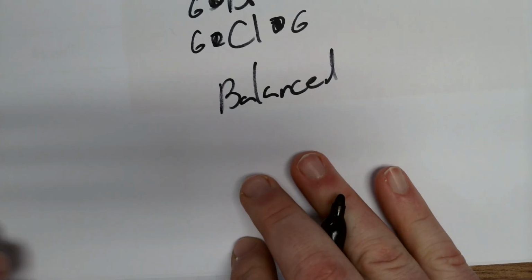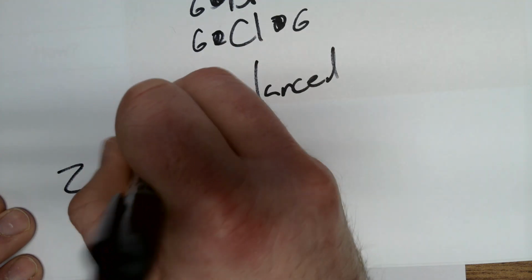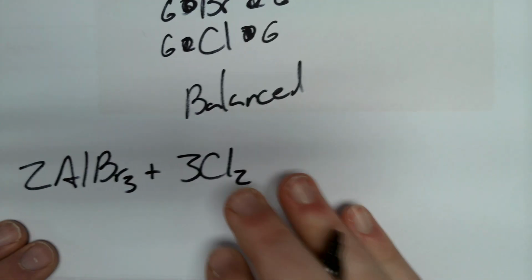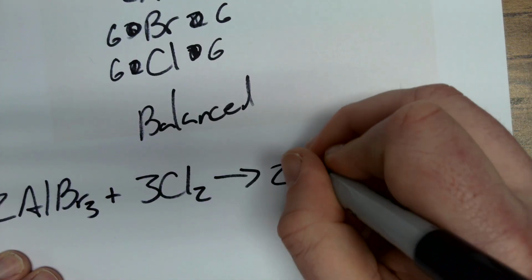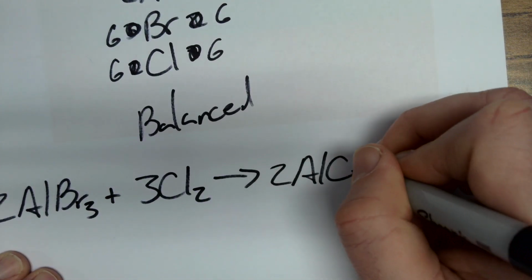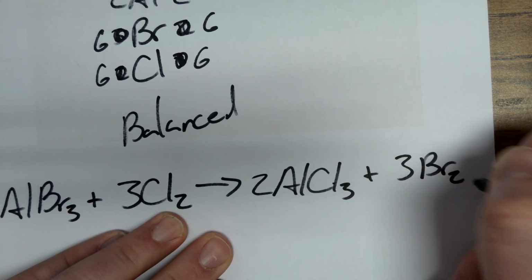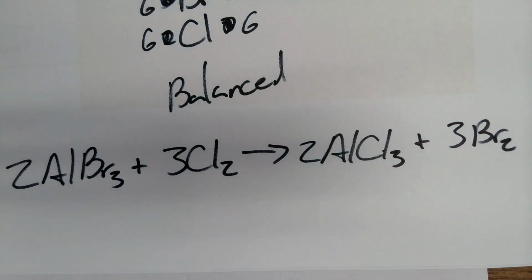That means that the balanced equation is 2 aluminum bromide plus 3 chlorine gas atoms will react to create 2 aluminum chlorides and 3 atoms of bromine gas. That is my balanced equation. That is what we're doing with the remaining time that we have.